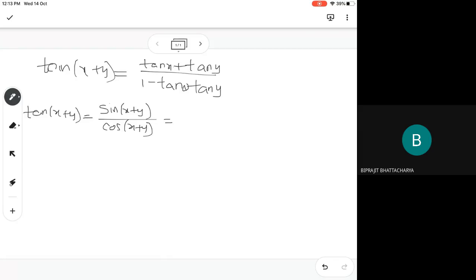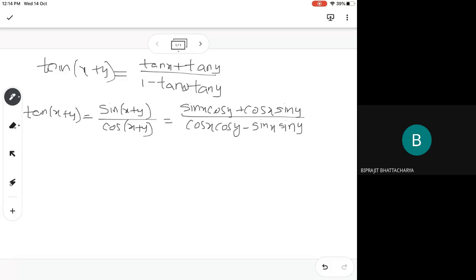I'm asking, what is the formula of sin x plus y? Sir, sin x plus y is sin x cos y plus cos x sin y. Okay, doesn't matter. And cos x plus y is equal to cos x cos y minus sin x sin y.